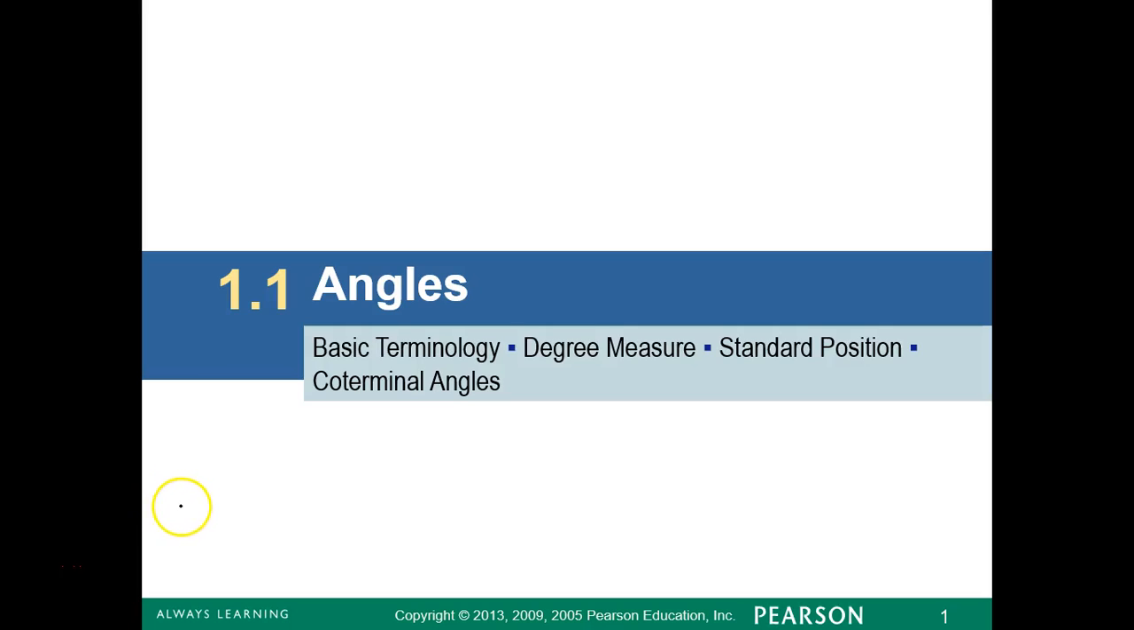Hey trigonometry class, this is the first of many of our lessons that we're going to be having here. Our first one is section 1.1. It's titled Angles. In this section, we're going to be looking at some basic terminology in trig, and then we're going to move on to degree measures, something called standard position, and then coterminal angles. So let's go ahead and get started.